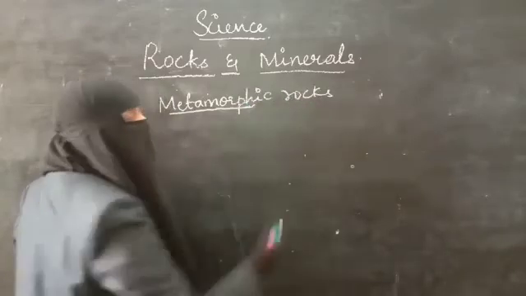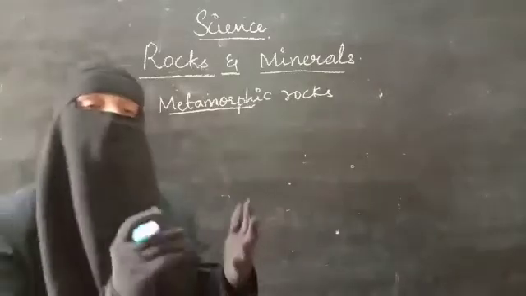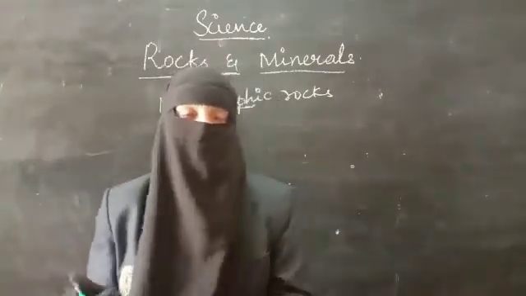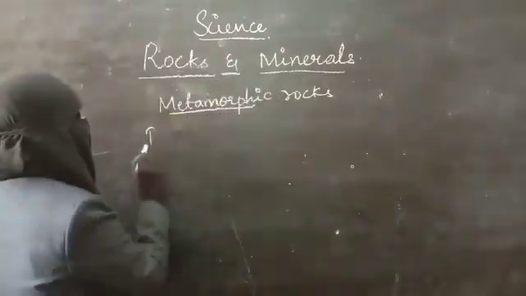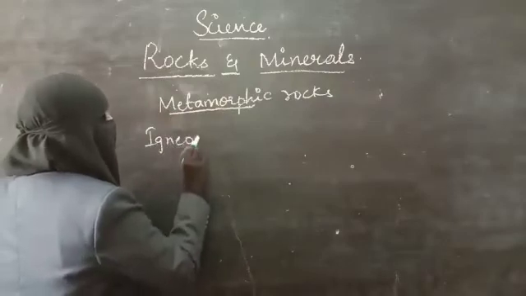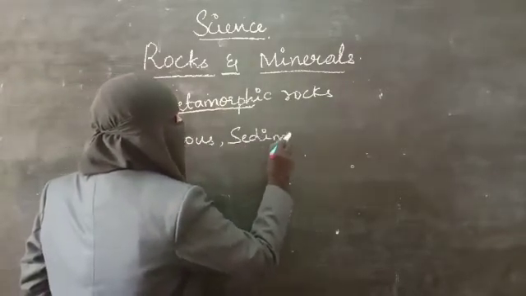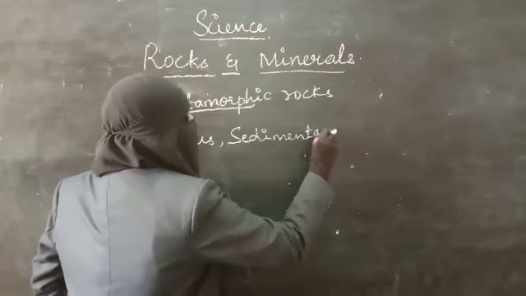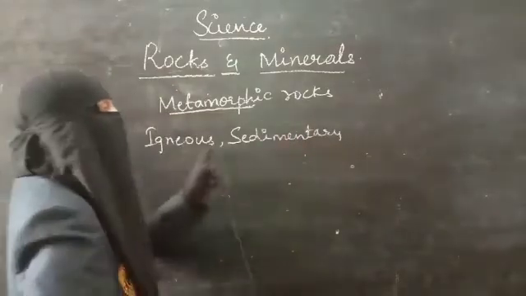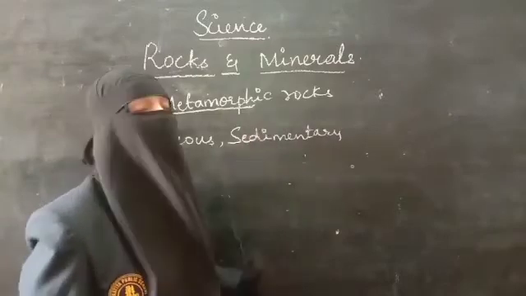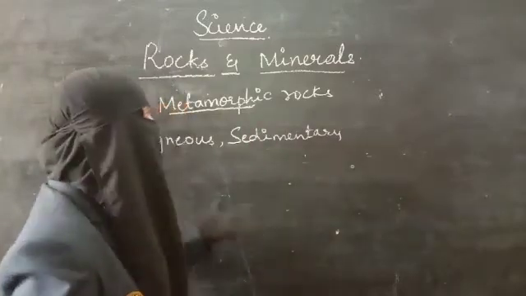These kinds of rocks are the remainings of the existing rocks. Like we know the first two kinds of rocks: igneous rocks and sedimentary rocks. So, igneous and sedimentary rocks are the base for these metamorphic rocks. So, I will explain how it is possible.